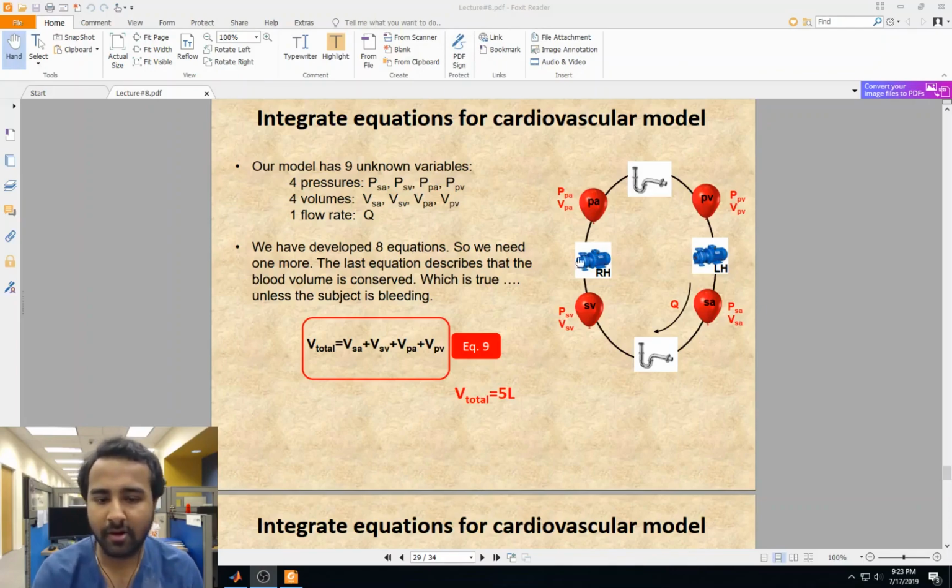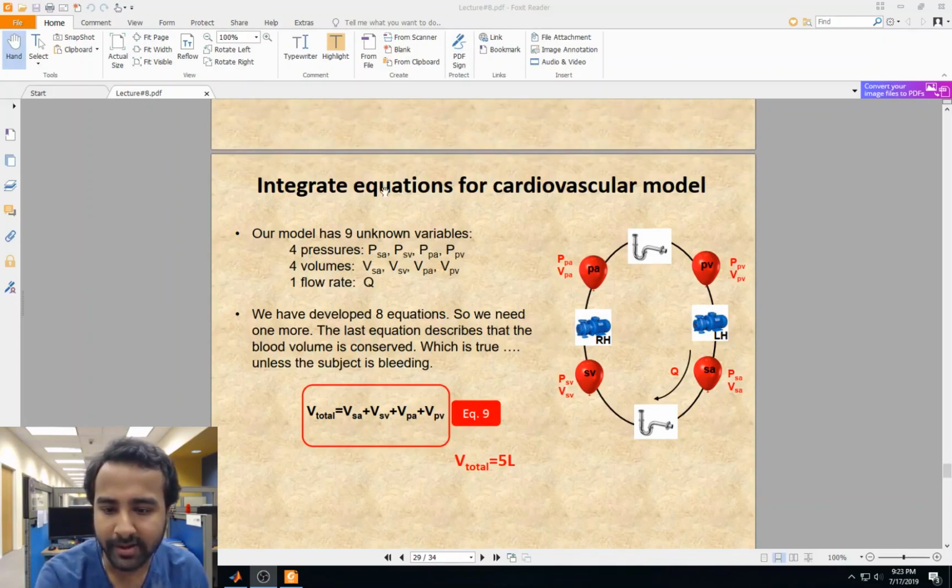So now that we have all of our equations, let's see how we're going to integrate them all into a single model. So remember, here's our simplified model, and we have the equations for our balloons, our smaller vessels, which are pipes, and a left-right side heart.